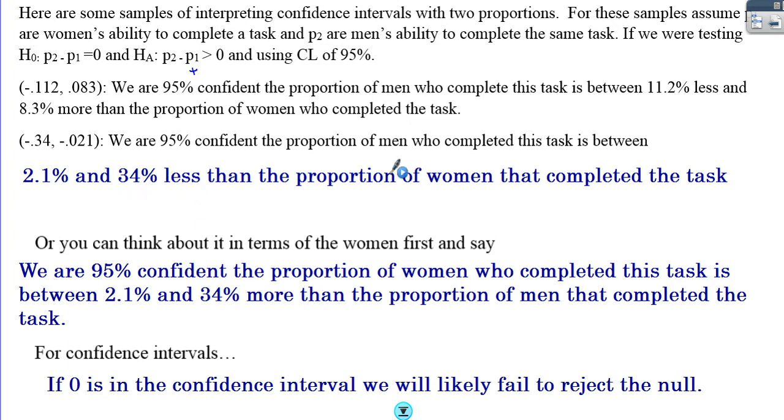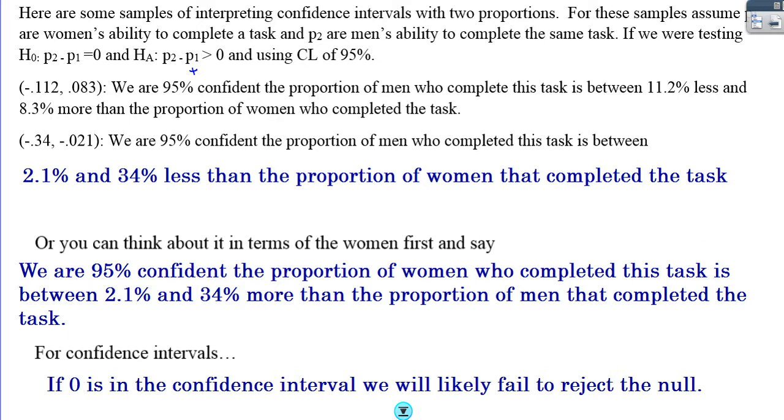This was if we were thinking in terms of the men first, but realistically, there's no rule that says the women had to be P1 and the men had to be P2. So anytime we look at a confidence interval in this chapter, your answer might be the opposite of mine, depending on if our groups are flipped. Let's say that we actually flipped the groups and we were talking about the women first. For this particular interval, we would say we're 95% confident the proportion of women who completed the task is between 2.1% and 34% more than the men who completed the task.